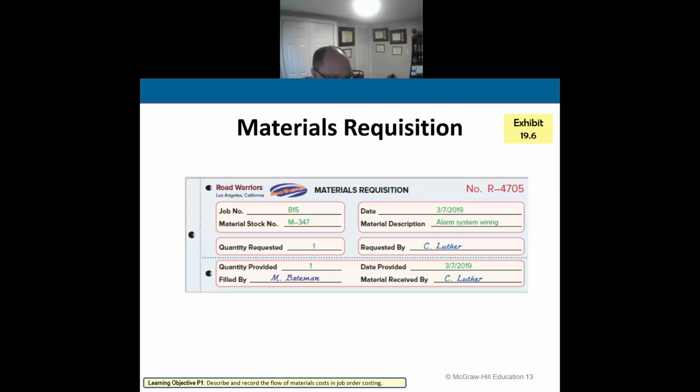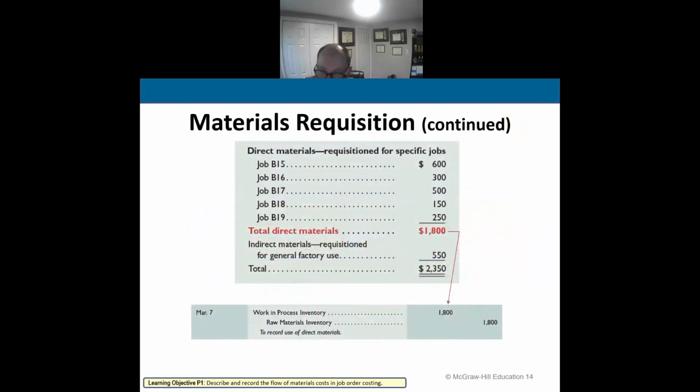When there's a requisition, it means that the people that are going to be fulfilling a job are requesting raw materials from the raw materials department. We complete what's called a requisition form. We include the job order number, any type of stock information, the materials we need, the date, how many we need, and who's requesting it. This is an example of that materials requisition form. And again, it's used for internal purposes to track the movement of the raw materials into work in process to fulfill the job.